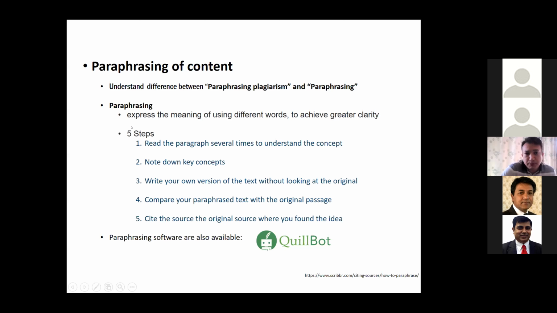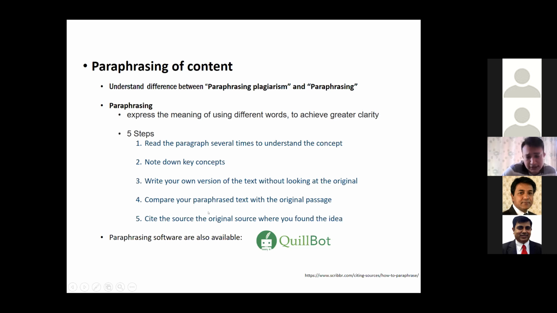So paraphrasing means expressing the meaning by using different words to achieve greater clarity. And there are 5 steps of paraphrasing. First, you have to read the original paragraph several times to understand the concept or the summary. You note down the key concept and write it down in your own version, in your own text, without looking at the original one. And then you compare your text and the original one, to see how much similarity both texts have. And if there is some similarity, you try to change it again. So these are the 5 steps of paraphrasing.